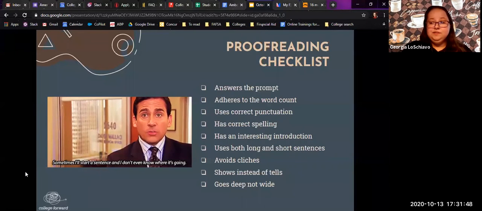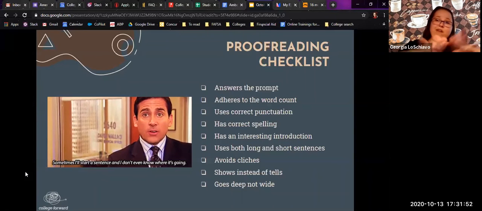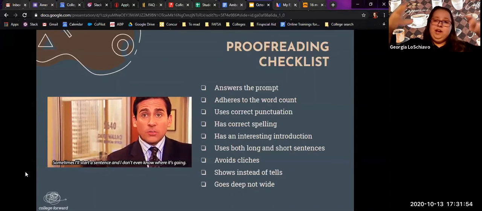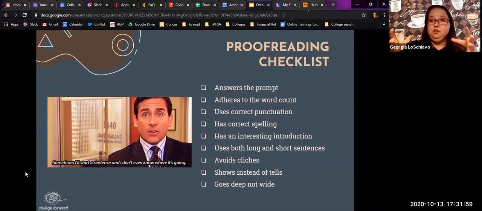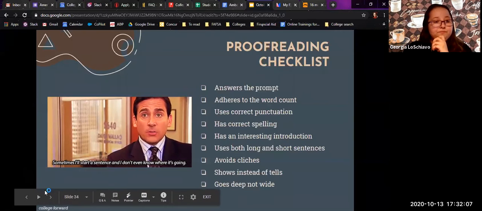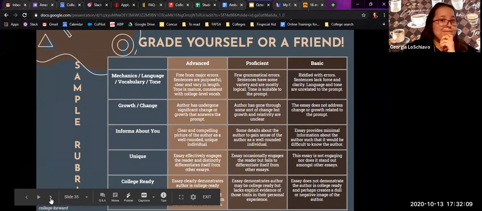And make sure too that you're going deep and not wide. What this means is your resume is going to go wide. Your resume is going to cover everything you've ever done. Your essay is an opportunity for you to take an experience and tell us a lot more about that experience. So give us a lot more details about something instead of trying to go over everything in your life.